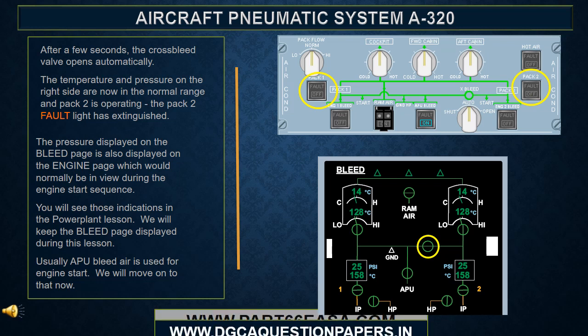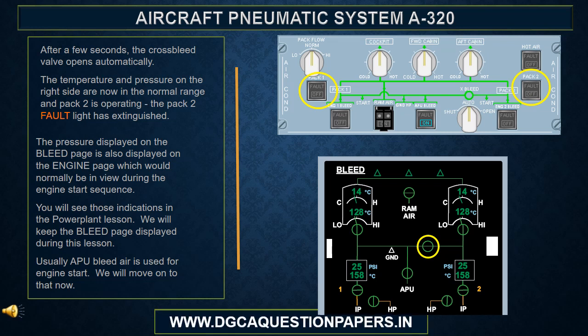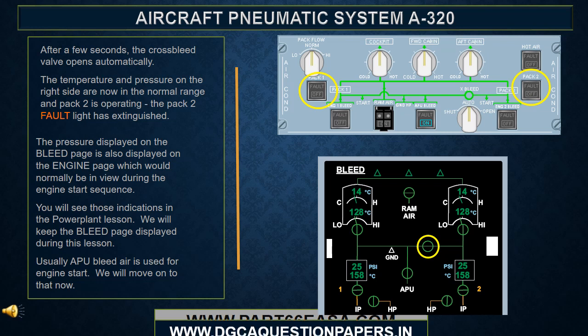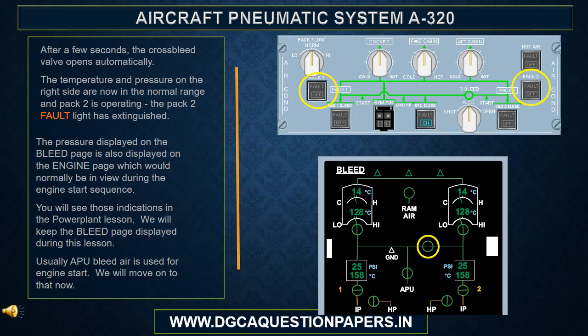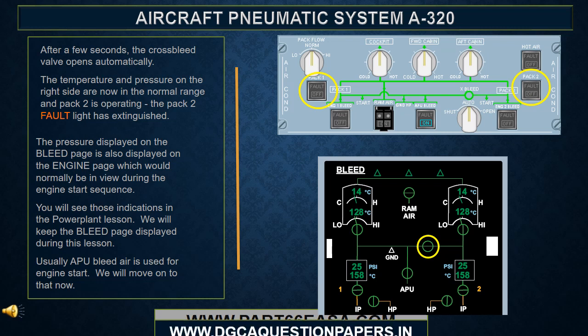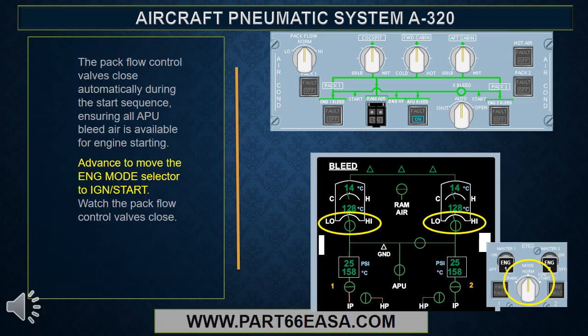The pressure displayed on the bleed page is also displayed on the engine page, which would normally be in view during the engine start. You will see those indications in the power plant lesson. We will keep the bleed page displayed during this lesson. Usually APU bleed air is used for engine start. We will move on to that now.